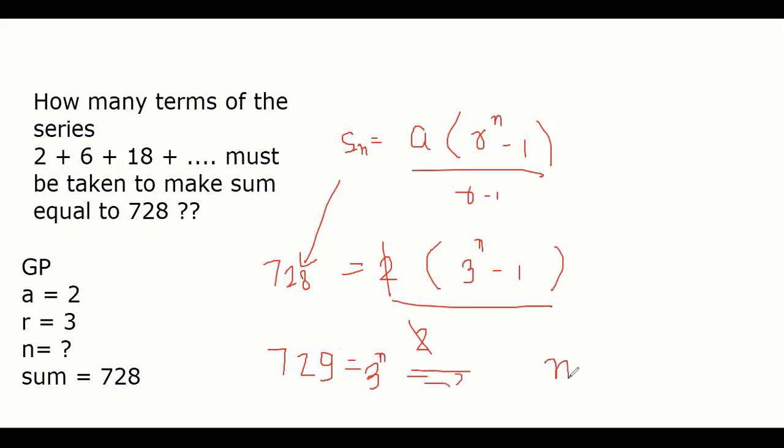So 3, 9, 27, 81, 243, 729. So you take 6 terms to make it 728. Method is this. No numbers can be anything and we can solve it. Easy, right, everyone? Yes, sir.